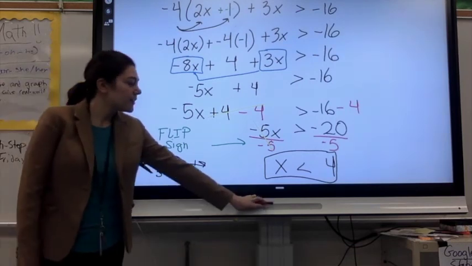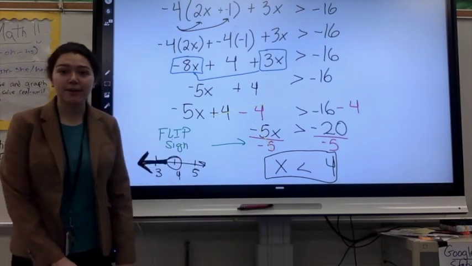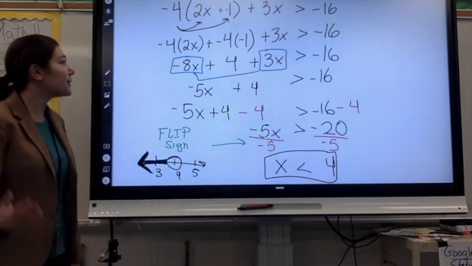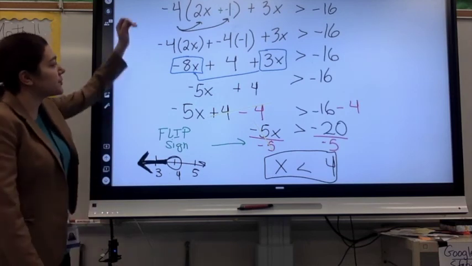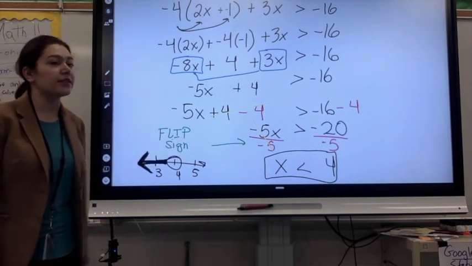Okay. So it's a lot of work. I'm not going to pretend it's not a lot of work, but I do think we have the skills to do all the steps. So distribute first, combine the like terms, and then solve the resulting two-step inequality.